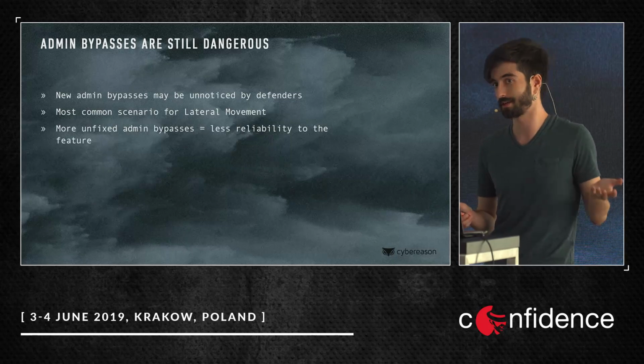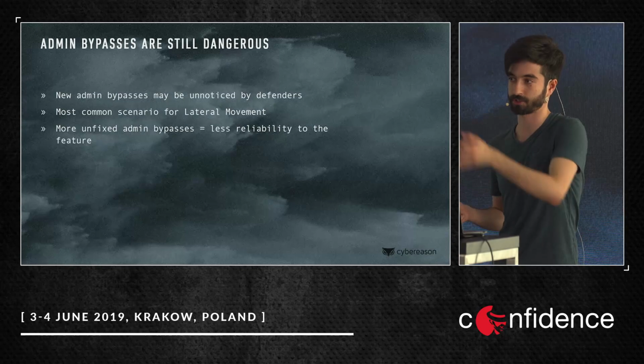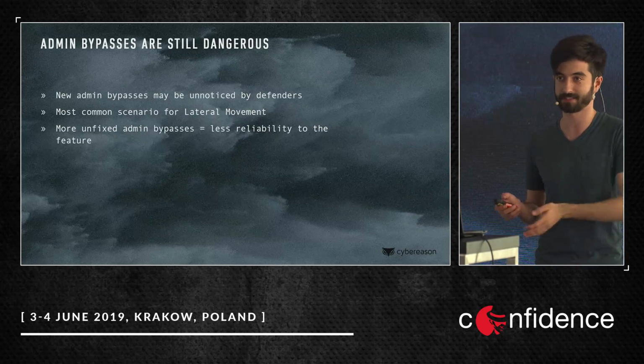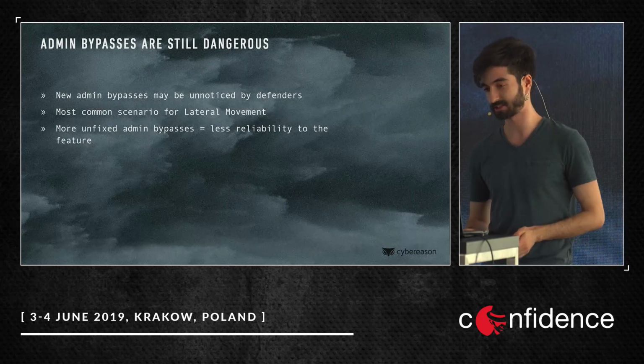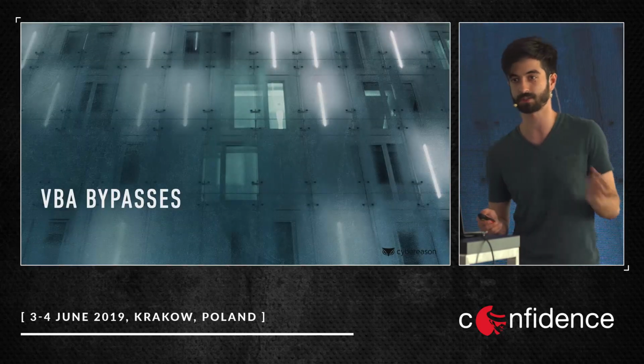So basically, if you break device guard on one machine, you can just move laterally and using various admin bypasses and never encounter device guard again. Anyway, let's dive into some actual bypasses. And the first couple of ones are going to use VBA.